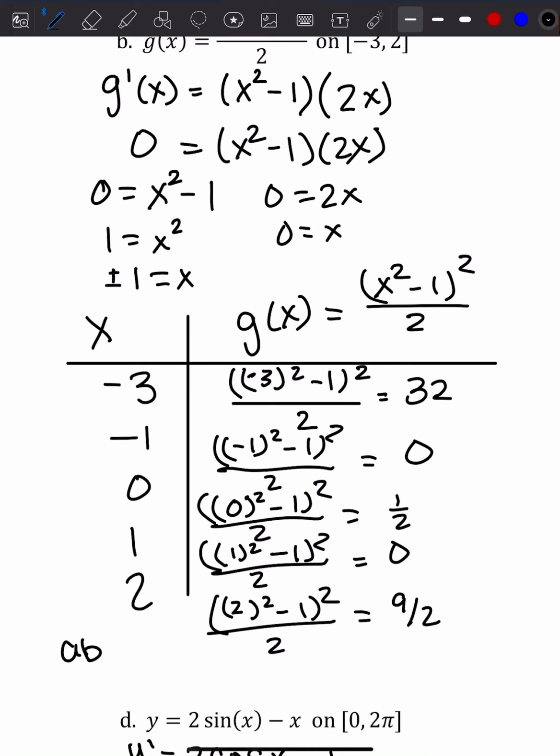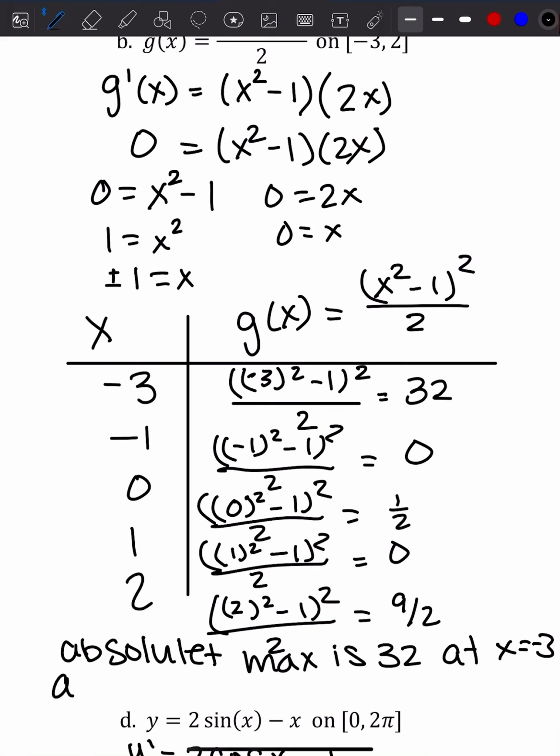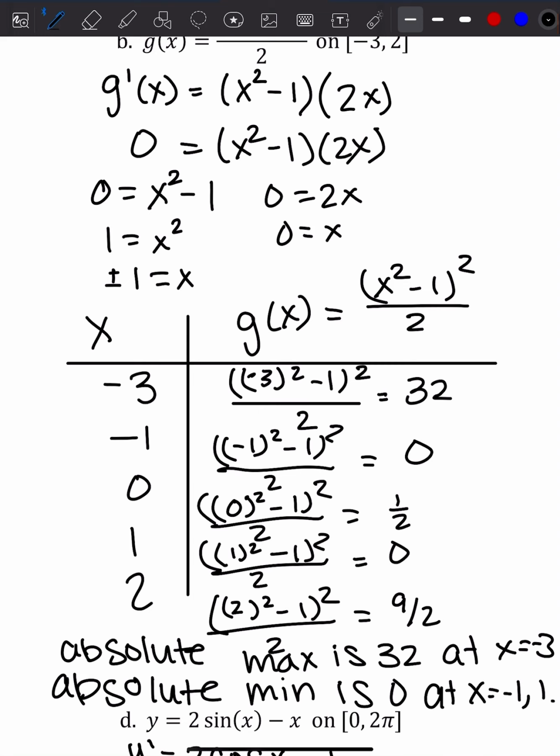So we have an absolute max being 32. And this happens at x equals negative 3. And we have an absolute min being 0. And this happens at x equals negative 1 and 1.